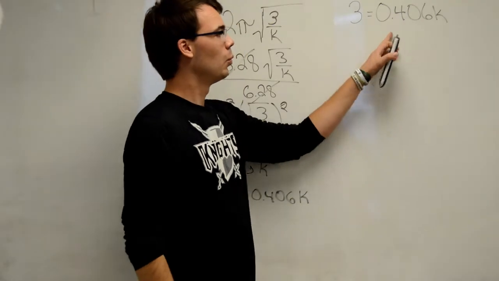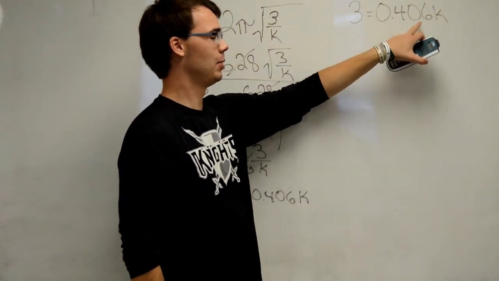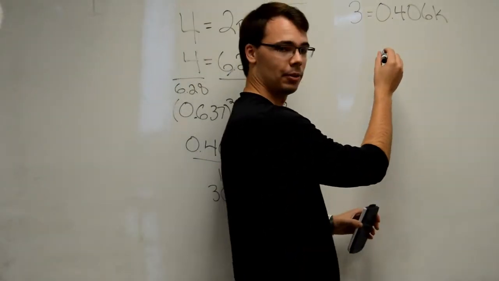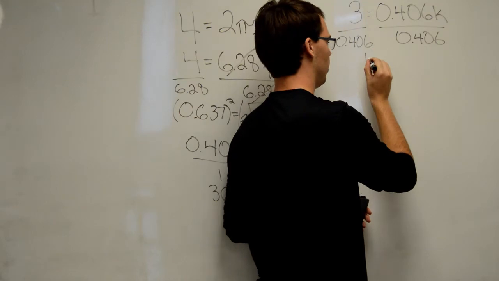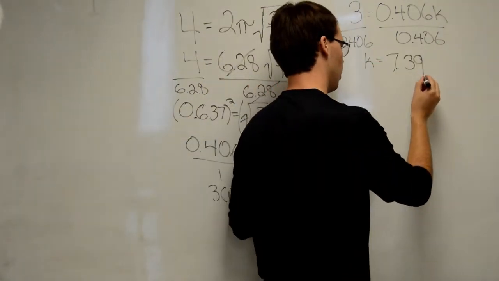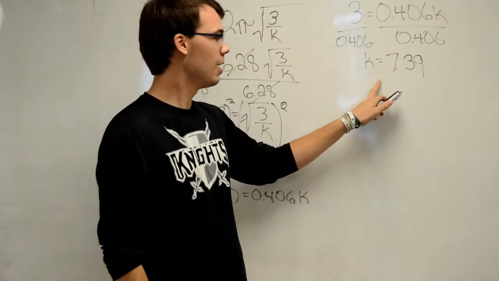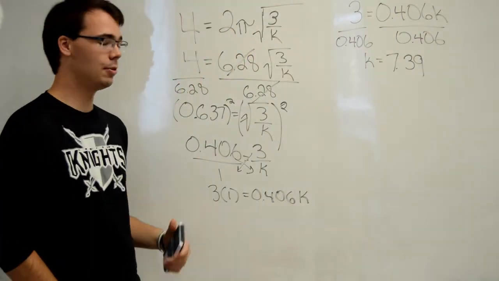At this point, we know that if we want k by itself, we can divide both sides by 0.406. That will give us our answer. And we can round up to k equals 7.39. And that's how you solve a multi-step equation with numbers.